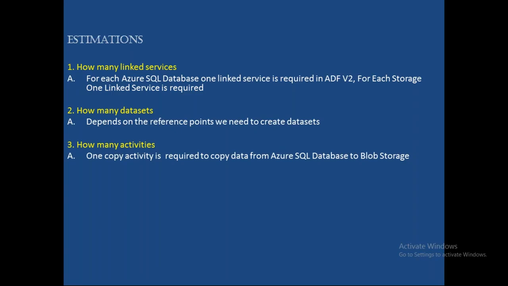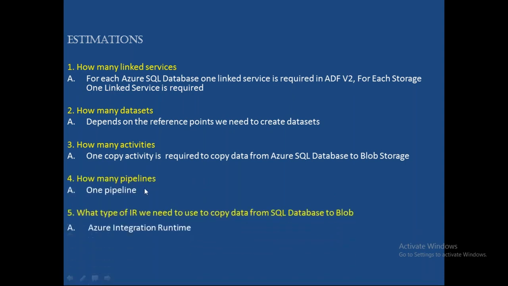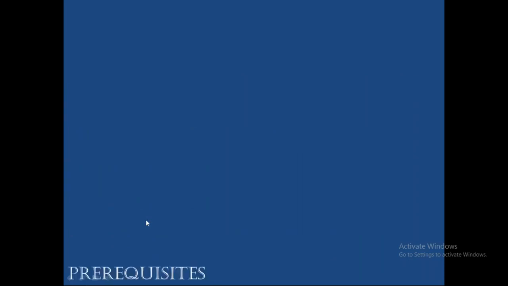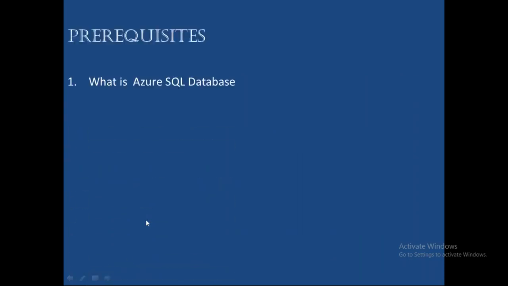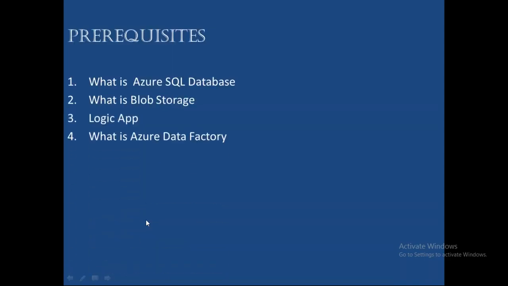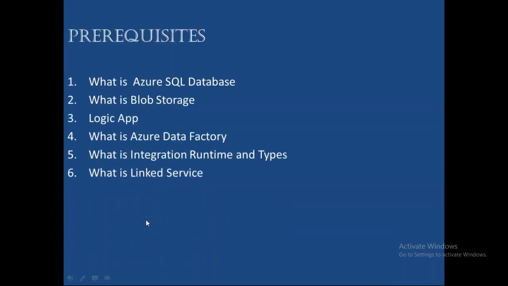After the copy activity, I want to send a notification. That's why I'm going to use a web activity. Next, how many pipelines are we going to use? One pipeline. Type of runtime: we are going to use Azure integration runtime, because we are still moving data within the cloud. Okay, prerequisites: what is Azure SQL database, what is blob, logic app, what is the Azure Data Factory, integration runtime, linked service, dataset, activity, pipeline, all these things we discussed.